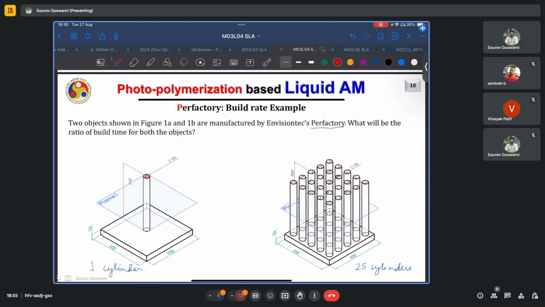So in the case of Perfactory, the build time scales with the height of the part. In the case of say SLA, the build time would have scaled with the volume of the build.